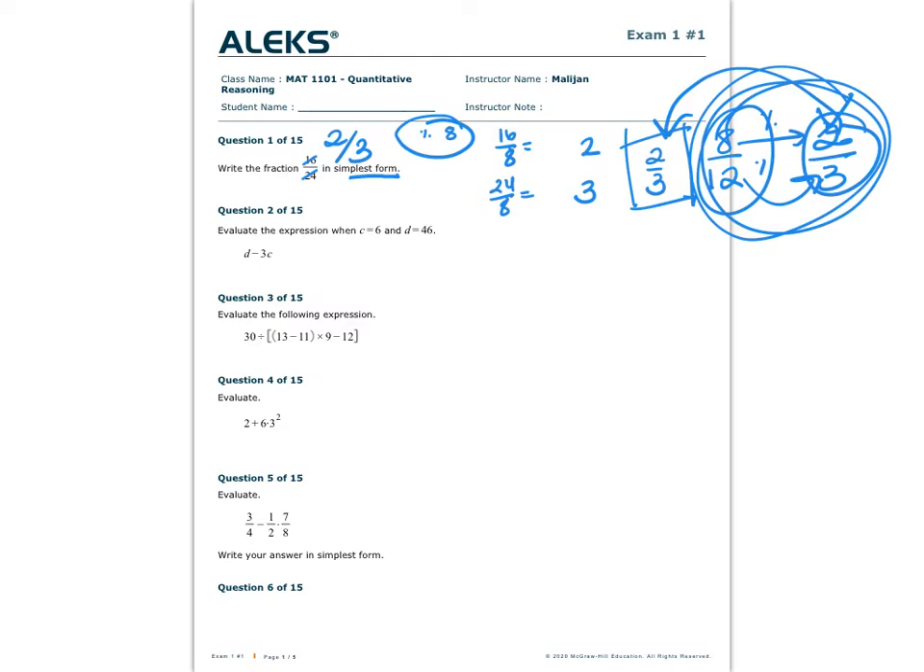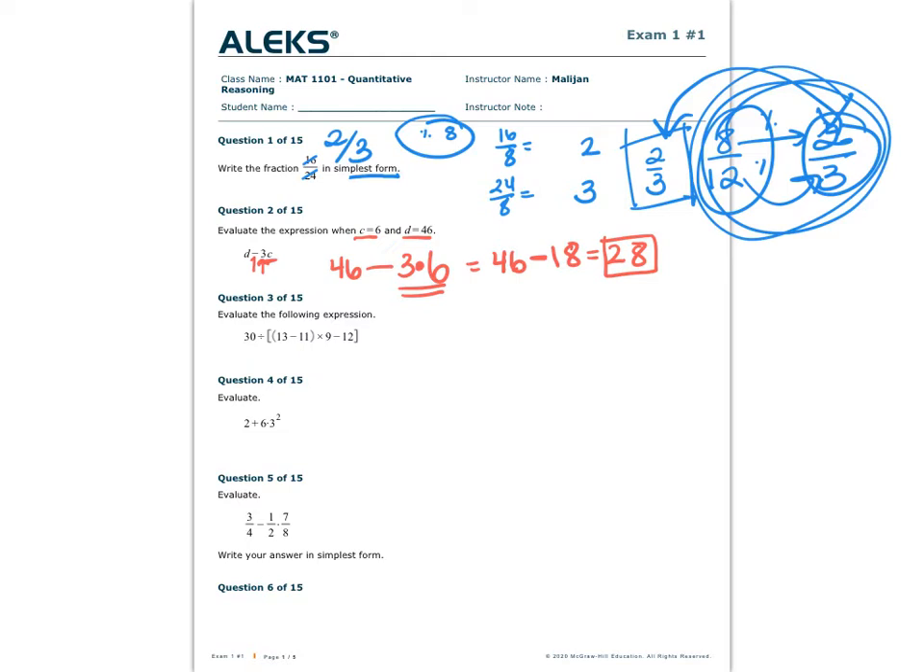For evaluating expressions, you want to make sure you identify clearly what the values are for the variables, and then substitute them in carefully. So D is 46, then there's a minus sign, then there's a 3, and the C and the 3 are connected through multiplication, times 6. Using order of operations, remember you do multiplication first, so this is going to be 46 minus 18, and that will give us 28. And that is your answer.